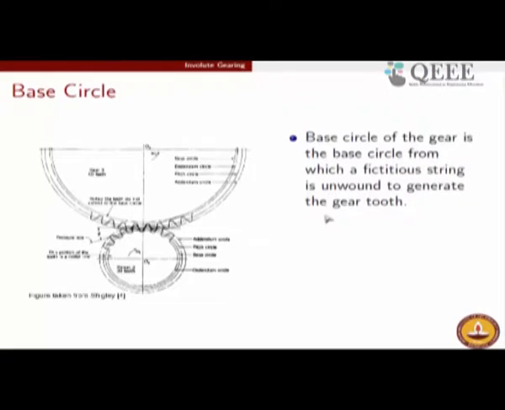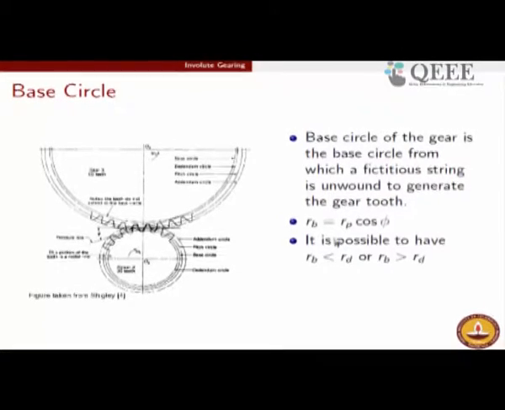The base circle, if you recall, is the circle from which the fictitious string was unwound to generate the gear tooth. The dedendum circle, on the other hand, is the circle obtained by joining the bottom lands of these gear tooth profiles, and the formulas for the base circle and the dedendum circle are also different. For example, the formula for the base circle is Rb equals Rp cos phi, and the formula for the dedendum circle is Rd equals Rp minus dedendum, where dedendum is taken as 1.25 times the module simply as a rule of standardization. We are not going to get into how it was derived.